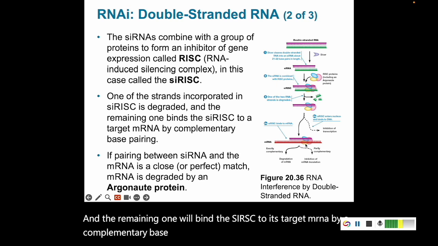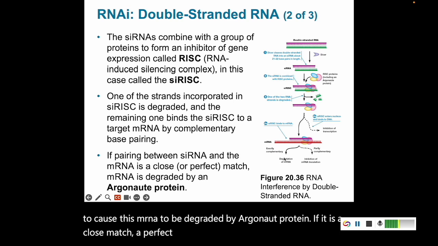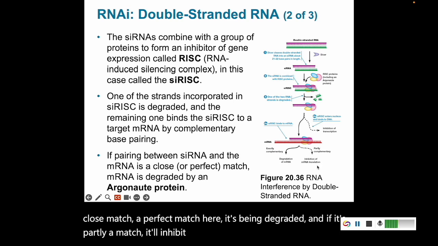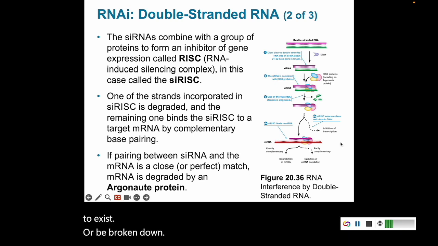And if that's a close match, it is going to cause this mRNA to be degraded by Argonaute protein. If it is a close match, a perfect match, it's being degraded. And if it's partly a match, it'll inhibit the translation of that mRNA. So we have created a way for your cell to control if that mRNA is going to exist or be broken down more quickly.